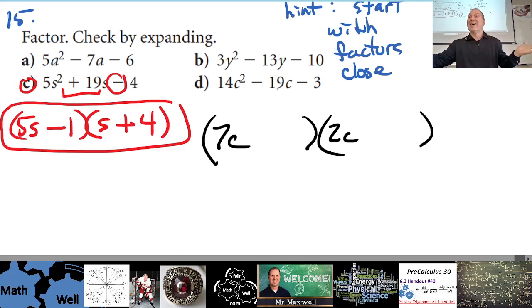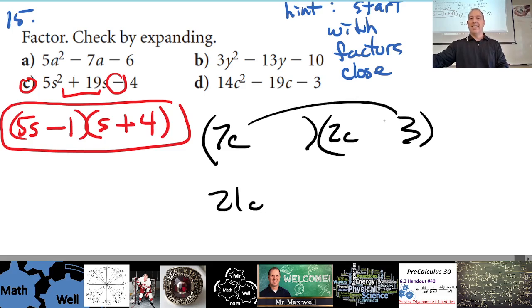So I need to get to 19. Oh, I see it already. Do you guys see it? Where are you going to put the 3? I'm going to put the 3 here. Why? Because that's 21c I get. And then if I put the 1 here, that's 2c I get. Does that get me to 19? 21 and 2 gets me to 19 pretty easily. So guess what? I need negative 19. So it's going to be a negative 21 plus 2c.